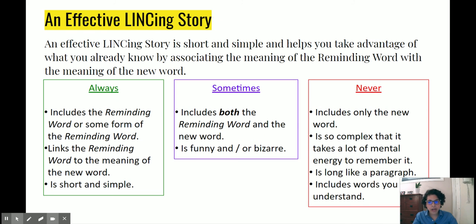And then a linking story should always include the reminding word. So in my story, for example, the reminding word was hypothesis, and then my story has to include that in there. So I just added guess who. So hypo, guess who this is. That's okay to do. You can also just use that reminding word in the story, but it has to be in the story. And then you want to make sure that you're actually connecting that reminding word, that really familiar word that is sort of triggered when you see that new word, the vocabulary term, and connect the reminding word to the definition.